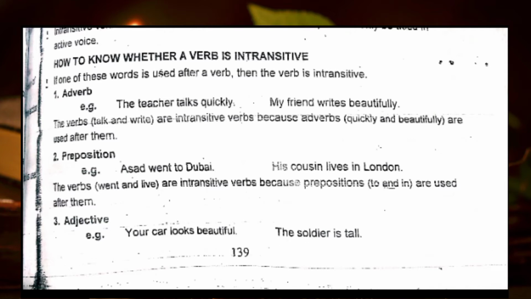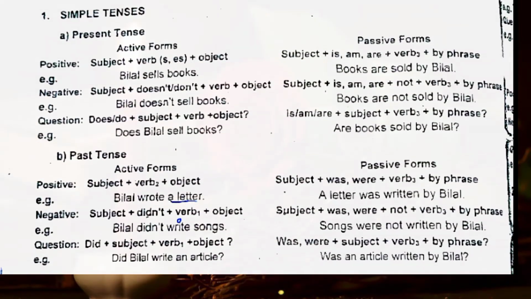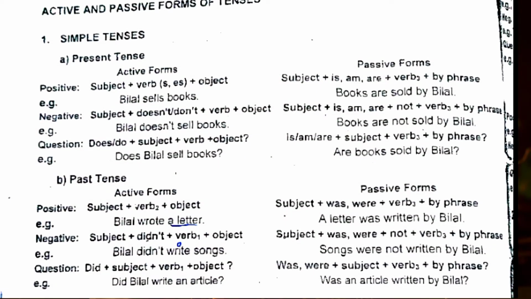Okay, then we have another point, which is active and passive forms of tenses. So the first tense we're going to study is simple tenses. Present tense. The positive structure is subject plus verb s/es plus object. Example: Bilal sells books. Bilal sells books. This is a simple present tense example.